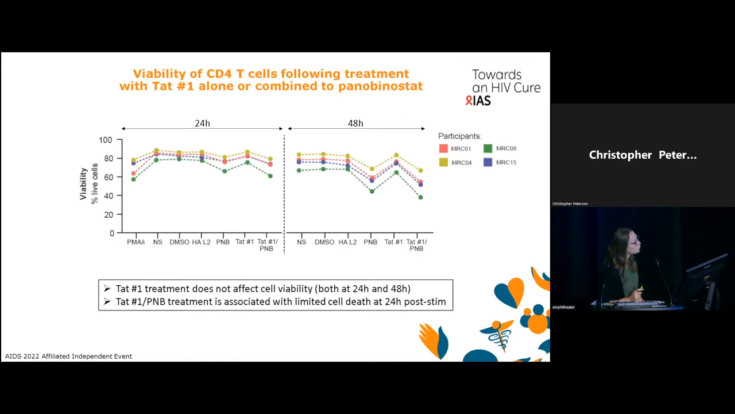If we first have a look at the viability of the CD4 T cells following stimulation, if you compare to the non-stimulated control, you can see that the TAT compound alone is not affecting the cell viability, both at 24 hours and 48 hours. If you now combine the TAT compound with panobinostat, it is associated with limited cell death at 24 hours post-stimulation. But for the same condition at 48 hours post-stimulation, you see a big decrease in cell viability, which is mainly due to the panobinostat treatment. This is not due to the TAT treatment, but to panobinostat, which is quite toxic at 48 hours in vitro.